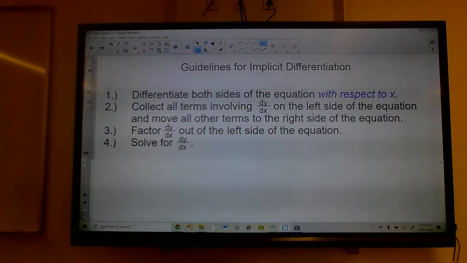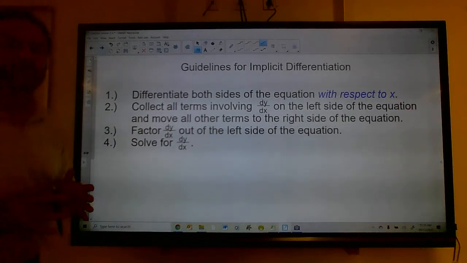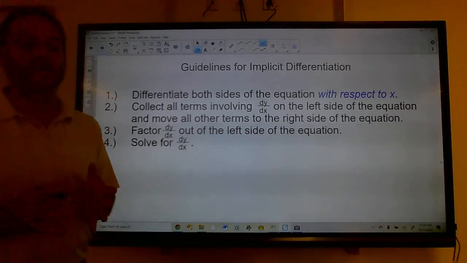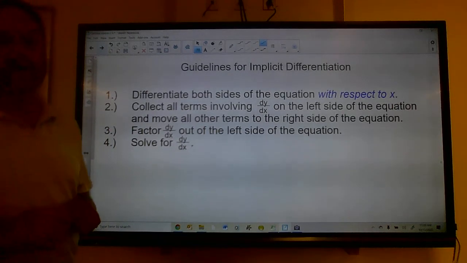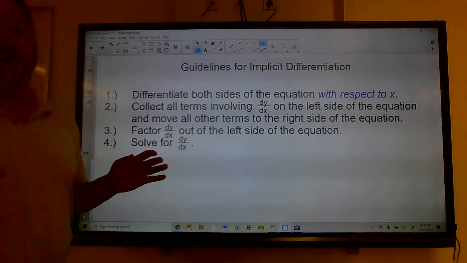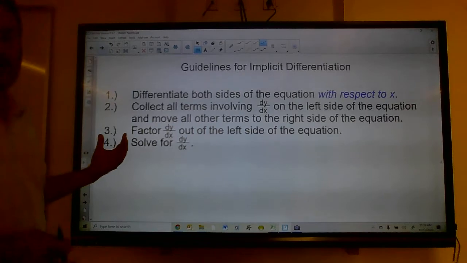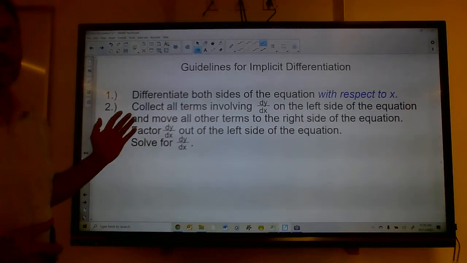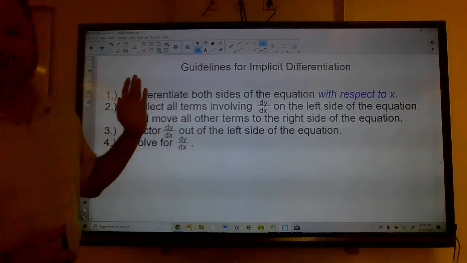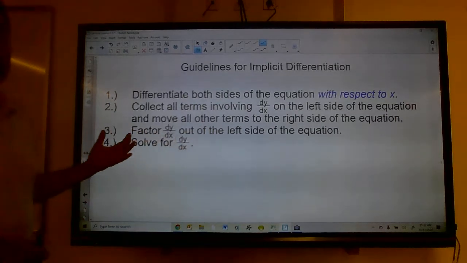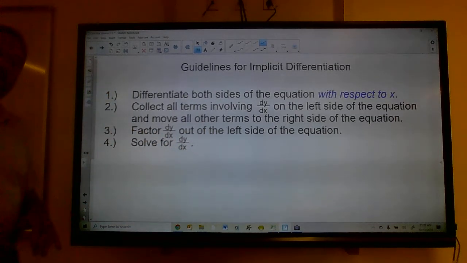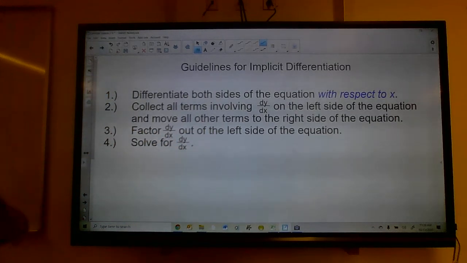Okay, so some guidelines for implicit differentiation. Differentiate both sides of the equation with respect to x. Collect all terms of dy dx on the left side of the equation, so I'm going to move them all to the left side. Move anything that doesn't have a dy dx to the right side. Factor out the dy dx on the left side of the equation, and then solve for dy dx.